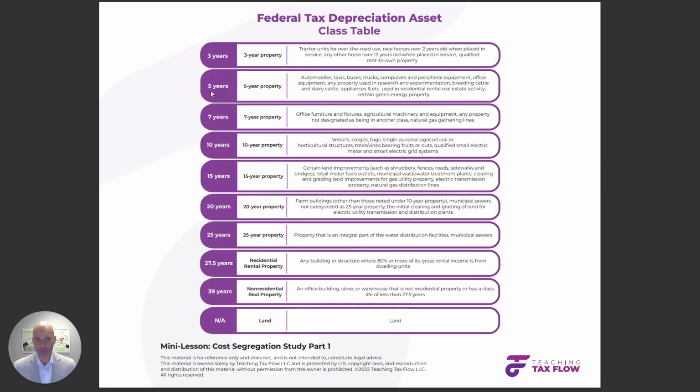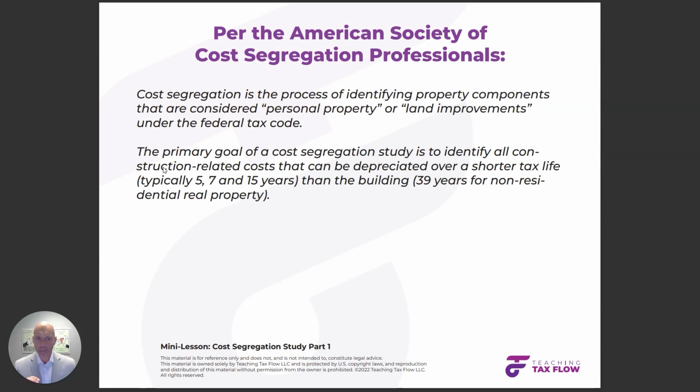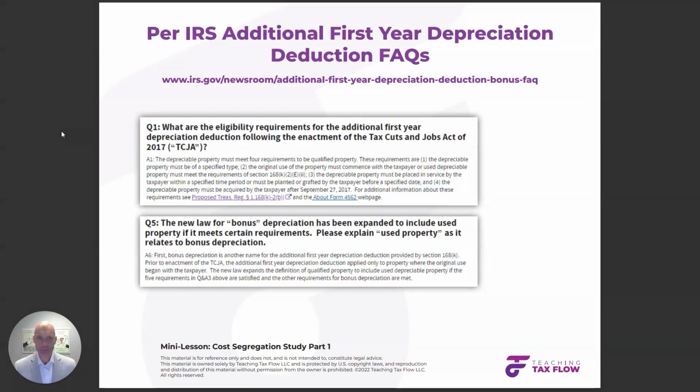Remember, I mentioned I'm going to go back to the 5, 7, and 15-year asset classes. You might want to pause this to really dive into what those are here. But what 5, 7, and 15-year asset classes are living within the non-residential and residential real property asset class? Because we could deduct those quicker, which ties in well with the Tax Cuts and Jobs Act.